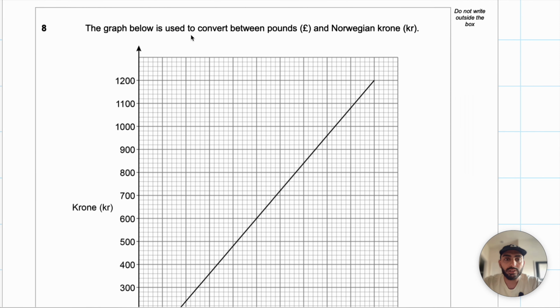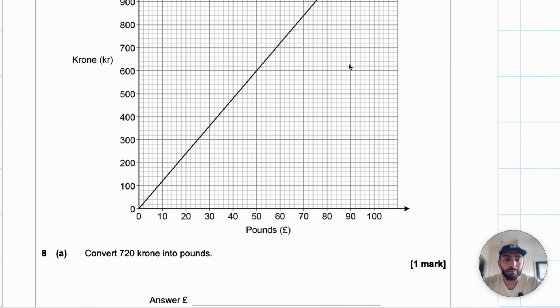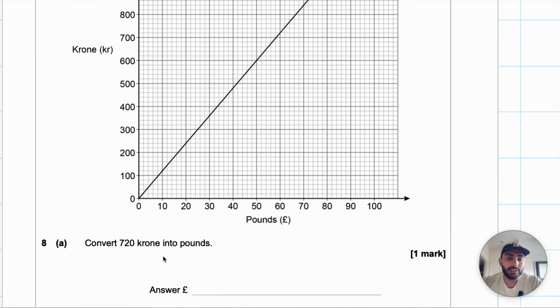Question 8, the graph below is used to convert pounds and Norwegian kroner. Part A, convert 720 kroner into pounds.